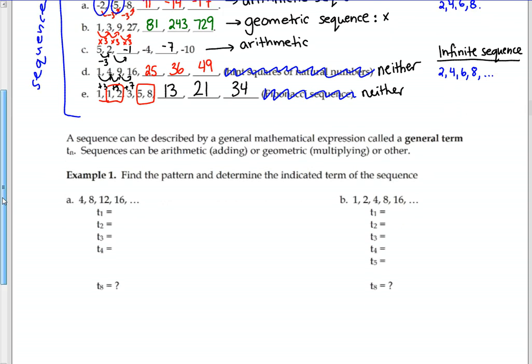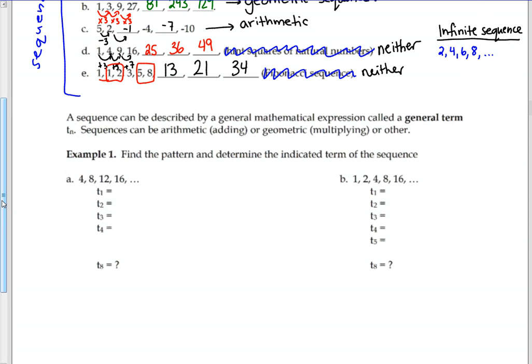Alrighty. Sequences can be described by a general mathematical expression. Don't you love math teacher lingo? Okay, so what am I saying when I say a sequence can be described by a general mathematical expression called a general term? It's very mathy. All we're saying is that many sequences, and the ones we study, we can make them into an equation. We can simplify them. That's really what we're saying. Yeah, we can make an equation out of them.